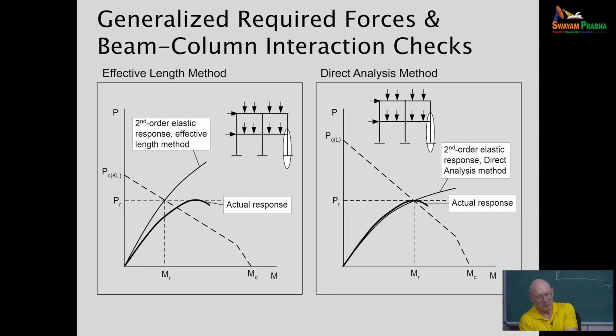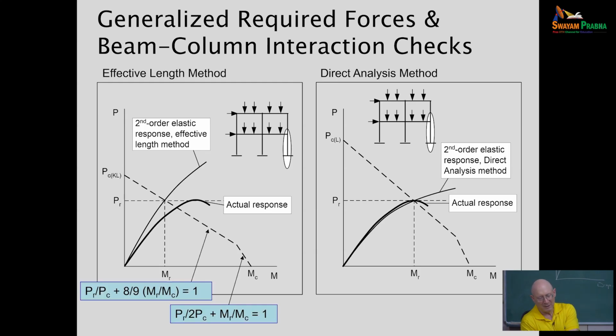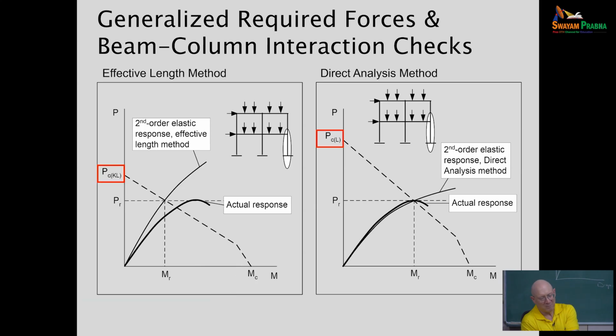So if we compare the two approaches, you could say the Eurocode approaches that do not do a stiffness reduction are analogous to what we're talking about here with the direct analysis method. In both of these approaches, we're essentially using the same beam-column strength interaction curve. But with the effective length method, our anchor point for the axial term is based on a buckling solution. In the direct analysis method, it depends.